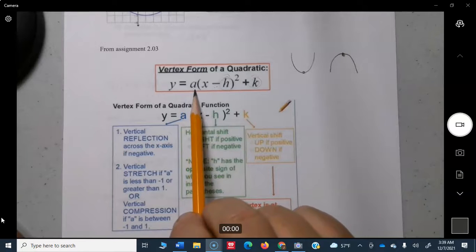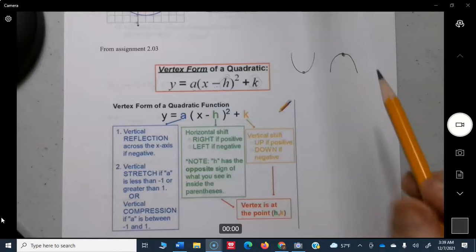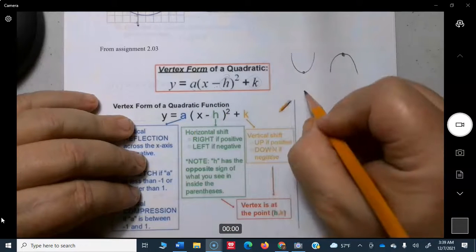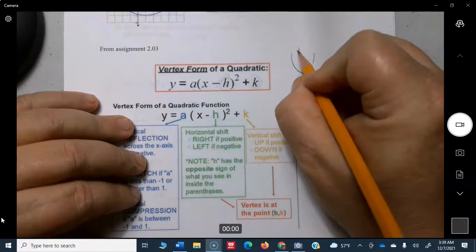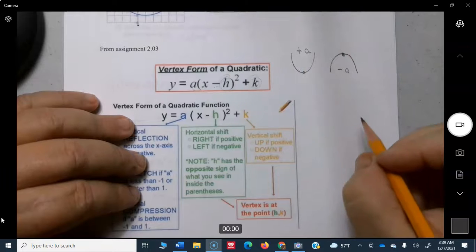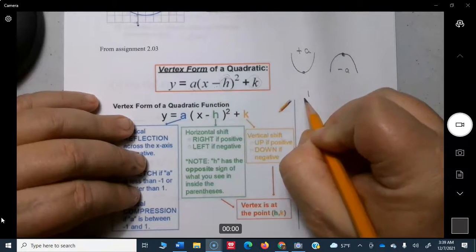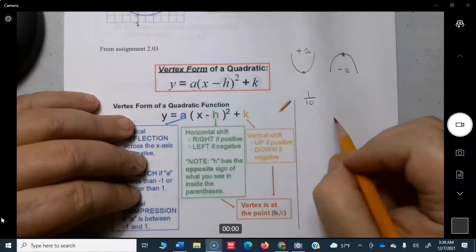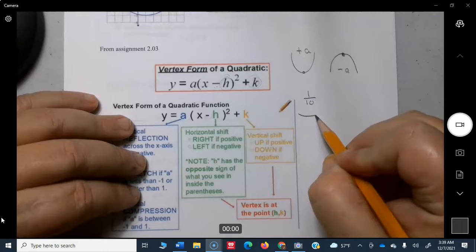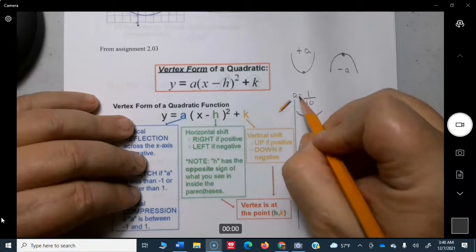A is going to tell us how wide or how narrow it is. So let's again give a couple of examples here. If it's upward, then A is going to be positive. So I'm going to write it right here, positive A, and this is going to be a negative A. Let's say A is a small number, 1/10. It's a positive number, but it's a small number. Since it's positive, it's going to be upward facing. That means it's going to be very wide like that. That's if A equals 1/10.